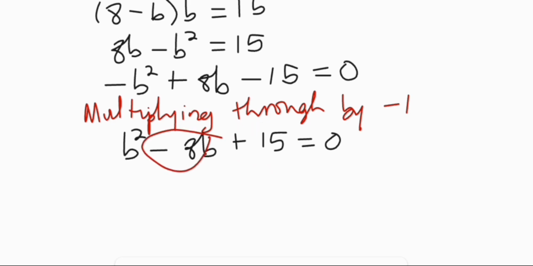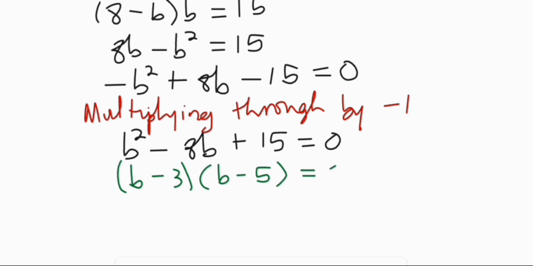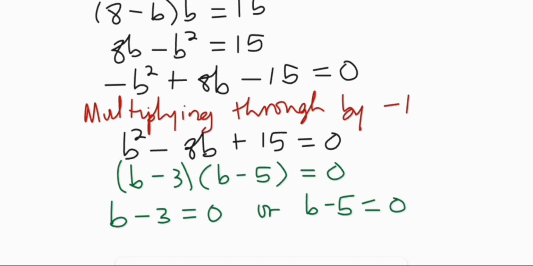where the factors of positive 15 that will add up to negative 8 would be negative 3 and negative 5. So the expression on the left factors as b minus 3 times b minus 5 equals 0. And by the zero product property, b minus 3 is 0 or b minus 5 is 0, meaning that b is 3 or b is 5.